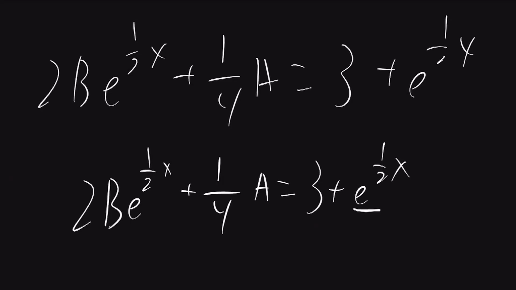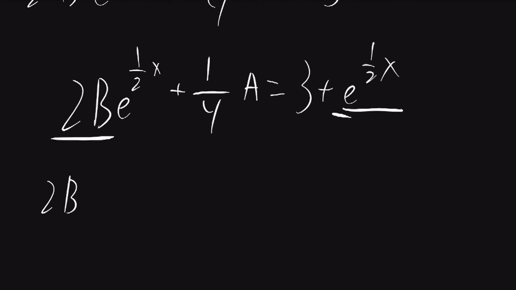We can compare the coefficients for the e^(1/2 x) term. On the left, it's 2b, and on the right, it's 1. So we can set 2b equal to 1. We can also compare coefficients for the constant term. The constant term on the left is 1/4 a, and the constant term on the right is 3. So we can set 1/4 a equal to 3.